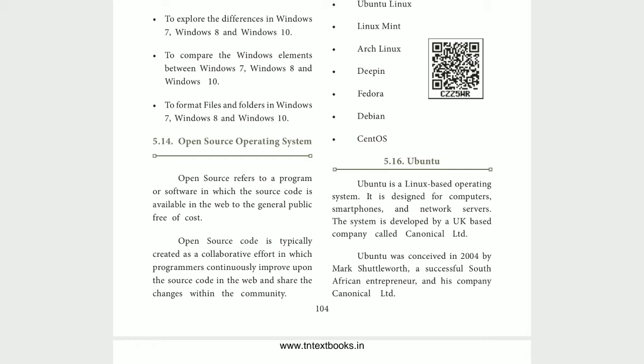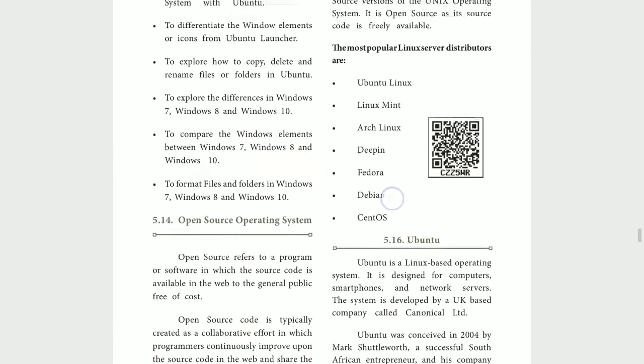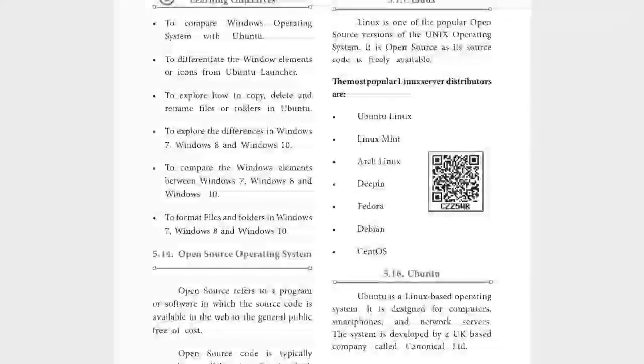You can see that it is freely available. These are the most popular versions of the Linux operating system: Ubuntu Linux, Ubuntu Mint, Arch Linux, Debian, Fedora, CentOS, and Raspbian. These are the different kinds of Linux operating systems. Red Hat is also there. Red Hat is a server operating system. So there are many different kinds of Linux operating systems.